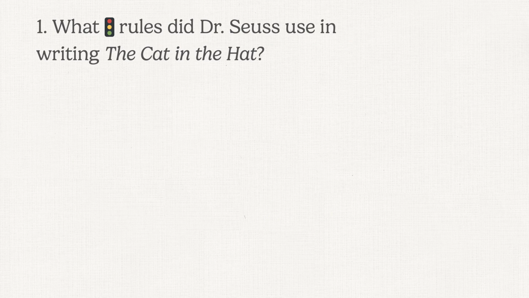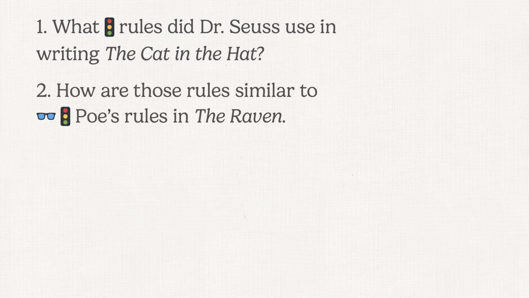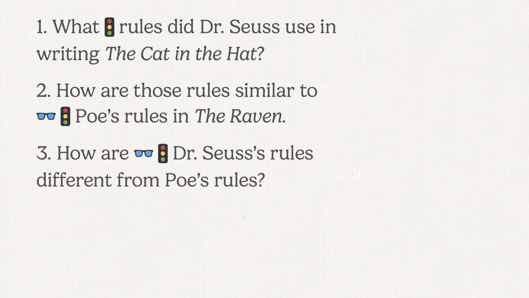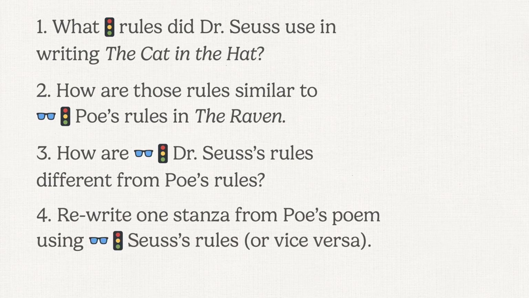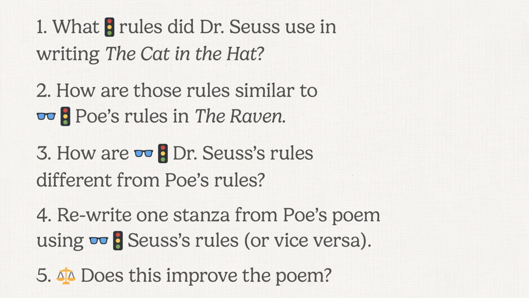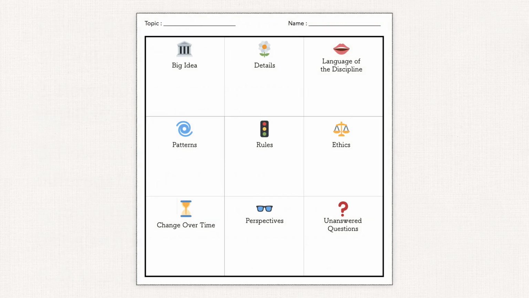My second question in the sequence would move higher on Bloom's. Now we are comparing and contrasting rules, not just listing examples of rules. And then by the 4th part of the sequence, we're rewriting part of one person's poem using the other person's rules, and then wondering, does that improve the poem? At this point, we have gotten to some deep, complex thinking. Now contrast that with what we started with.